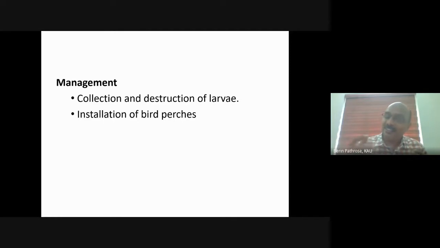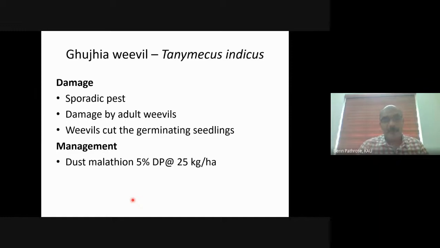So these kinds of situations can happen. Don't think that this kind of army-like scenario is an imagination or just exaggeration. No, it can happen. So coming to the next pest, Gugia weevil, Tanymecus indicus.